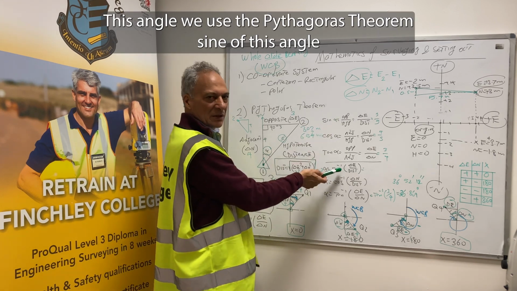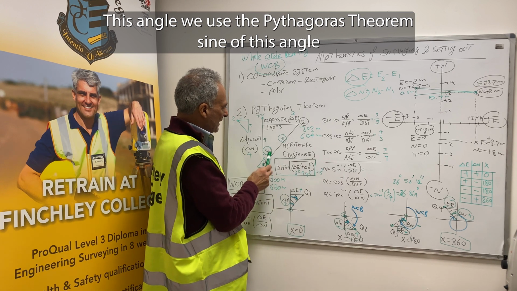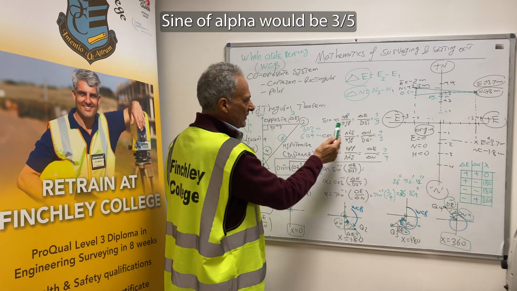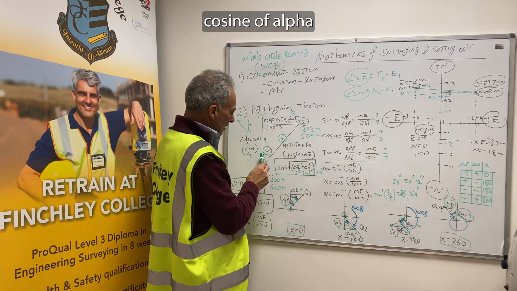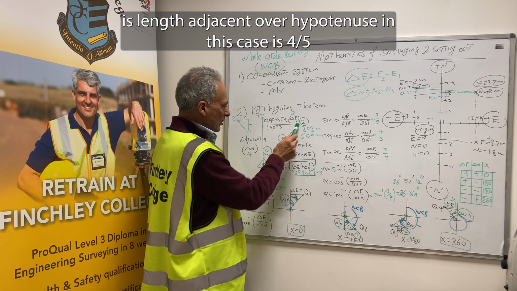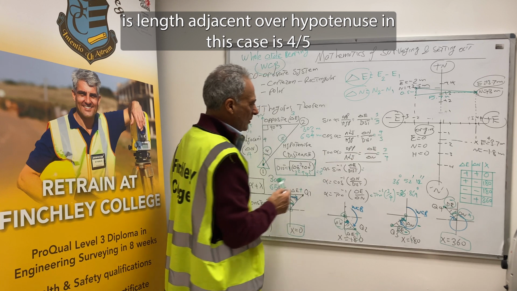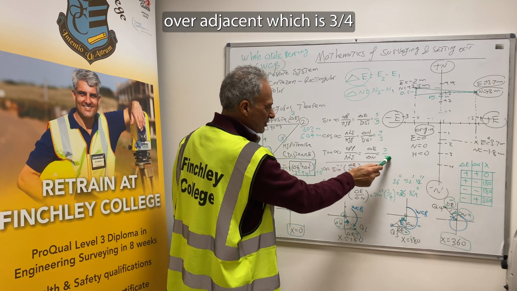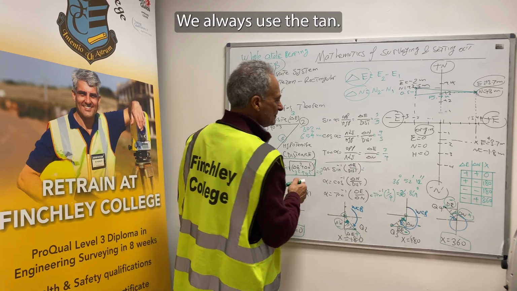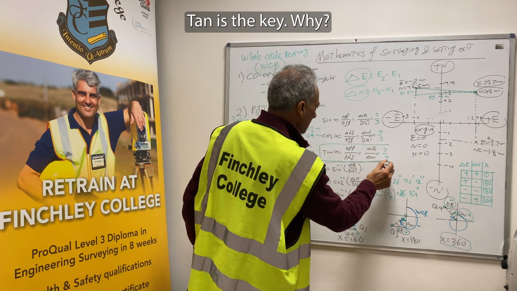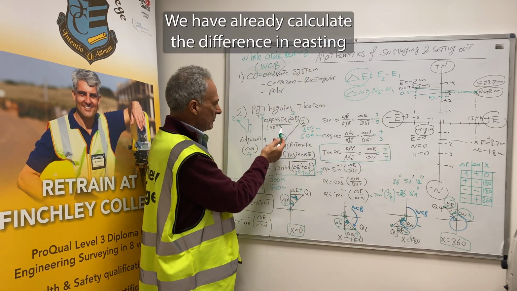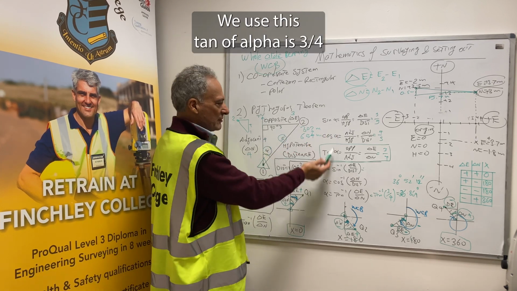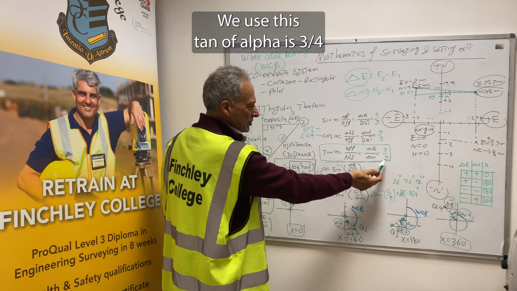This angle will use the Pythagoras. Sine of this angle is the length opposite over hypotenuse. So if that was 3 and that was 5, sine of alpha will be 3 over 5. Cos of alpha is the length adjacent over hypotenuse. In this case, it's 4 over 5. Tan of alpha is opposite over adjacent, which is 3 over 4. We always use the tan. Tan is the key. Why? Because we don't need to know the distance. We already calculated the difference in easting. We've already calculated the difference in northing. So why should we use this? We use this. Tan of alpha is 3 over 4.